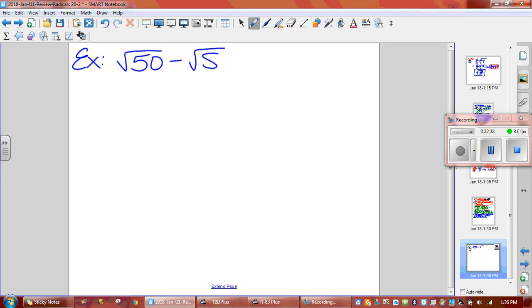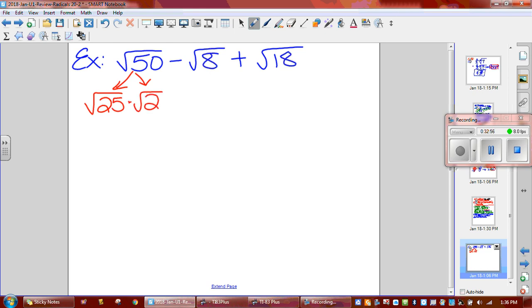So we take a look at our perfect squares. The perfect square gets written first, 25 times root 2. Make sure you put the root signs on them. The root signs belong there. So root 25 times root 2. Which one solves? The 25. Good. So we're going to cross off the 25. And what does it become? 5. Good. So we have 5 root 2.